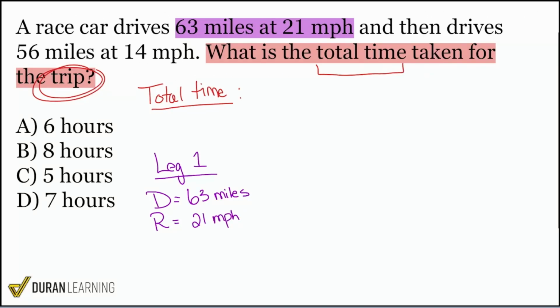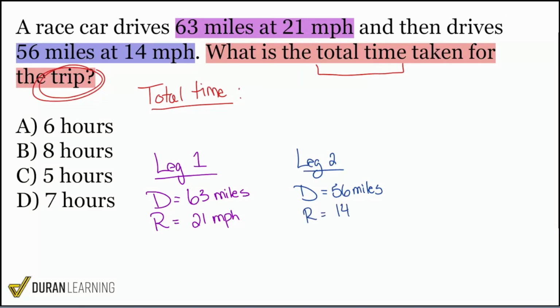Then for leg 2, let's highlight that in a different color here. Let's use blue. So for leg 2, we see that we drove 56 miles at 14 miles per hour. So leg 2 over here, distance is 56 miles, and then the rate was 14 miles per hour. All right, everybody. So now that we're here, remember that our goal is to find that total time. So in order to find that total time, everybody, do you think that it would be easier if we had the time for the first leg and the time for the second leg individually?